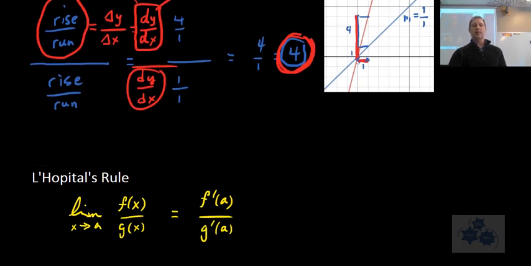I'll take a moment to write this out. This is the most basic first form. If you have a limit of a function divided by another function, f of x over g of x, and you want to find that limit as x approaches a, then what you simply do is find the expression of the slope of the tangent lines, and you evaluate the ratio of those at point a, and you get the limit. Okay, take a moment to write that out. Let me know if you have any questions.